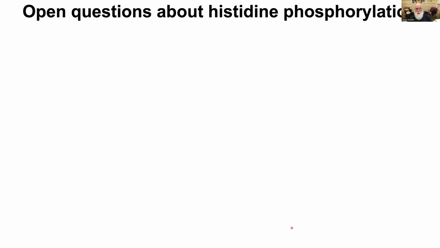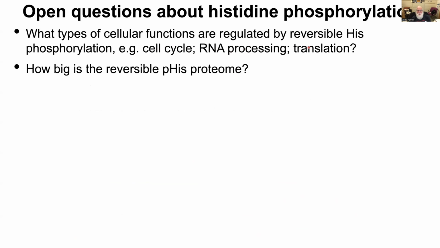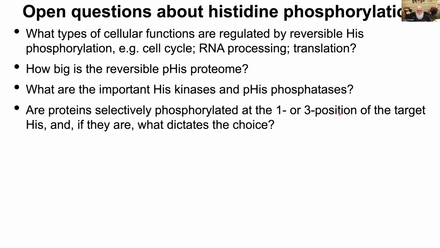So what are the open questions about histidine phosphorylation? So what type of functions might be regulated? I've always suggested the cell cycle, RNA processing and translation might be targets. How big is this phosphohistidine proteome? It could be hundreds of proteins. Are there other histidine kinases and phosphohistidine phosphatases we don't yet know about? Is there selective phosphorylation at the 1 or 3 position? It looks like most of them will be on the 3 position.